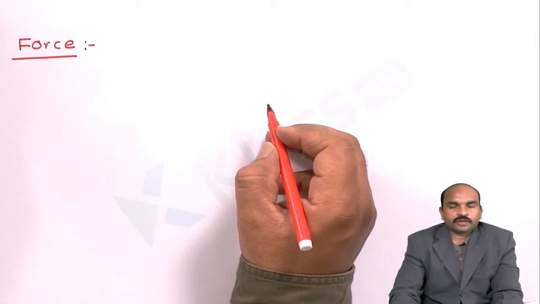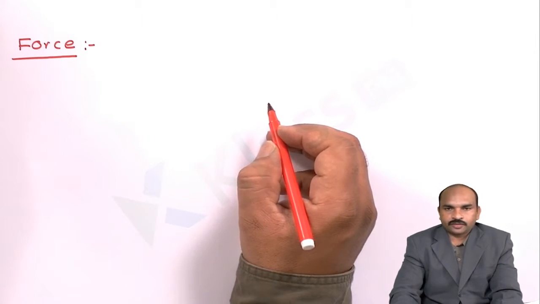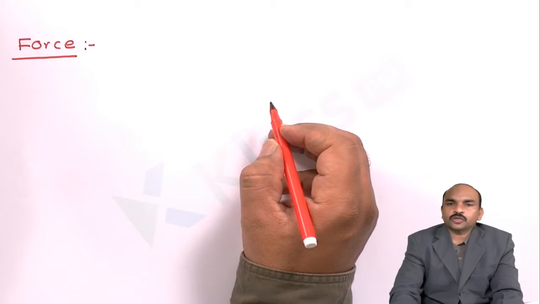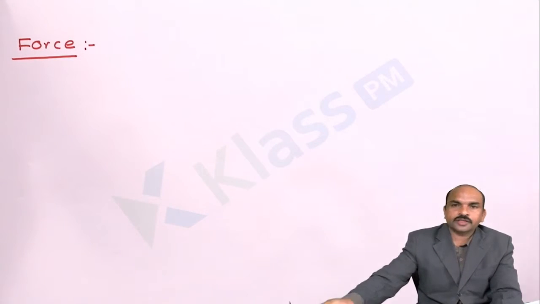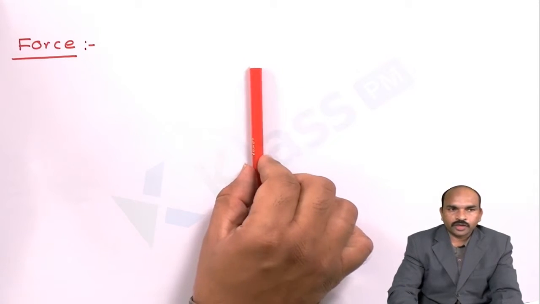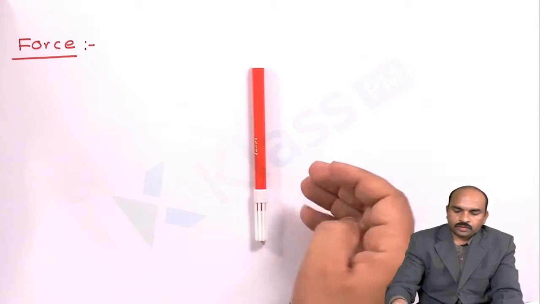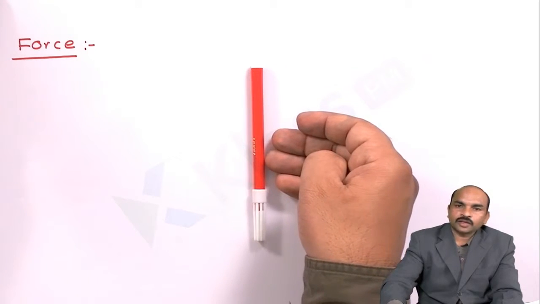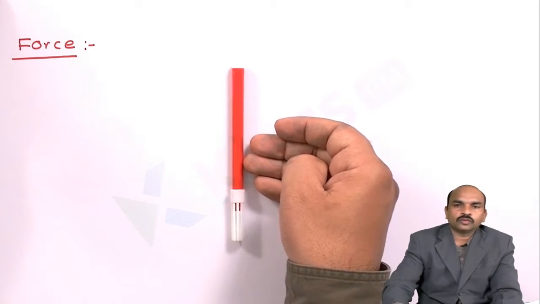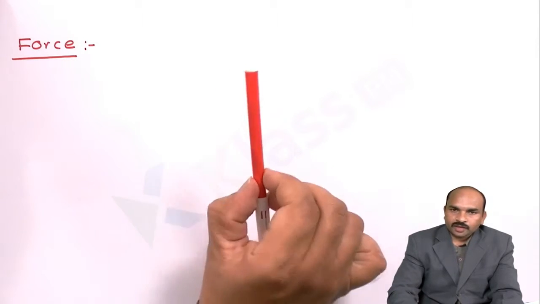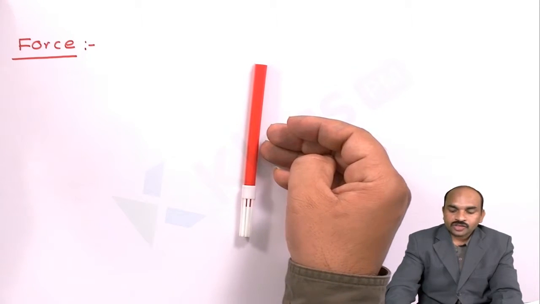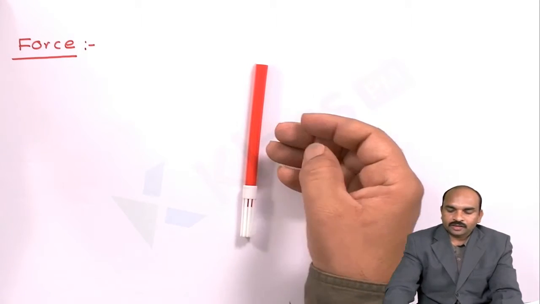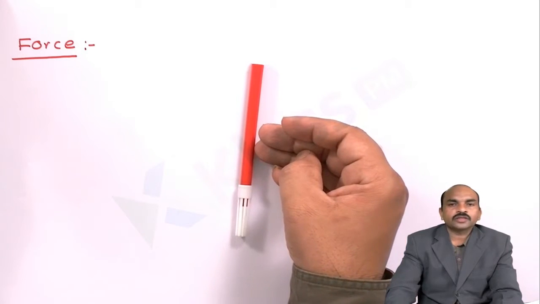So force is any external agent which changes the position of the body, or which will try to change the position of the body. For example, let us take an object. Let us say this is one body. When I apply force, it is trying to move. Suppose the weight of this object is very high, when we apply the force, it will try to move, meaning the force tends to move this body.